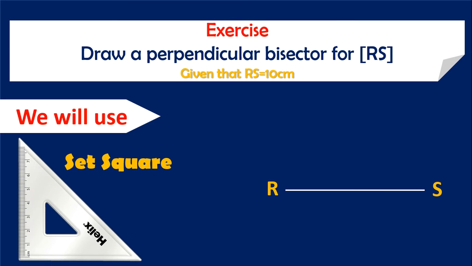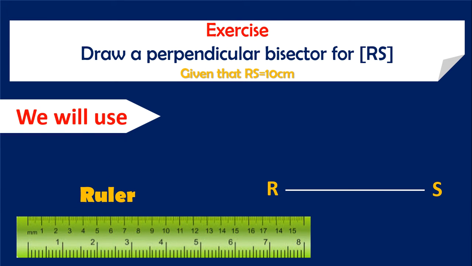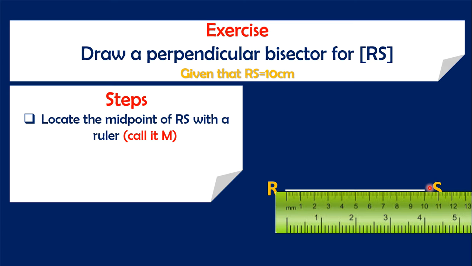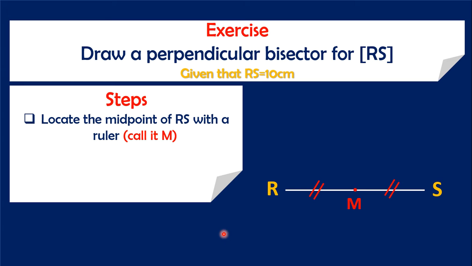We will use a set square and a ruler. Let's see our steps. Our first step is to locate the midpoint of RS with a ruler. Let's call that midpoint M. So we bring the ruler, we set it on RS, and we notice that RS equals 10 centimeters, so we have to find half of 10, which is 5. So here we will put our midpoint M. We don't forget to put these marks, which indicate that RM equals MS. Now our first step has finished.